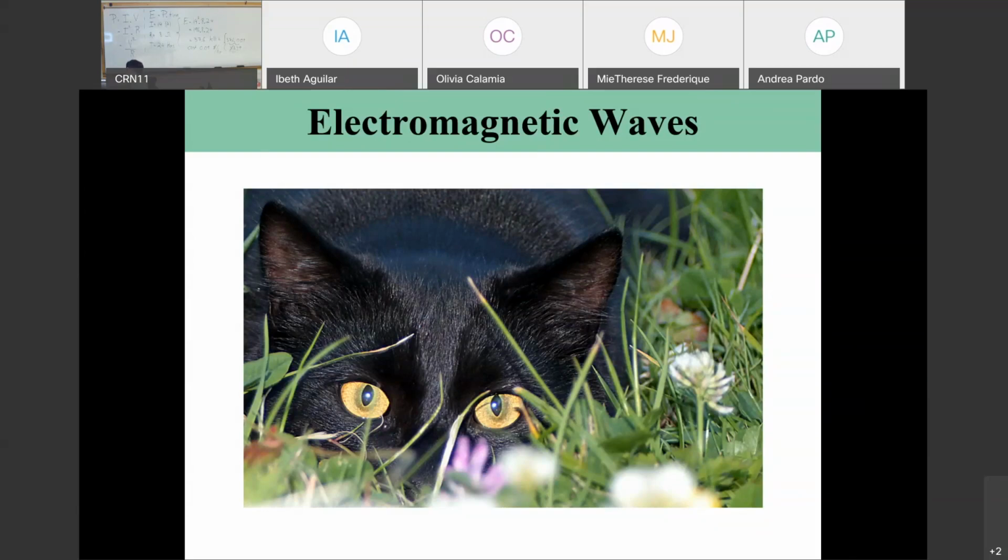Now, the key difference between an electromagnetic wave and a mechanical wave or a sound wave is that an electromagnetic wave doesn't need a medium. An electromagnetic wave can travel in the vacuum of space. Radio waves, microwave, infrared, UV. What am I talking about there? I'm talking about the spectrum of light.